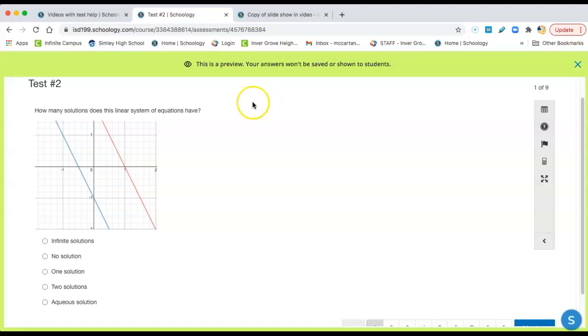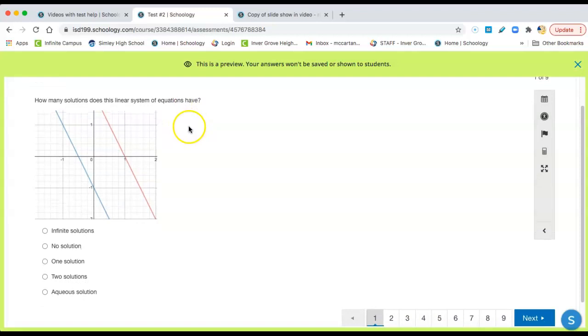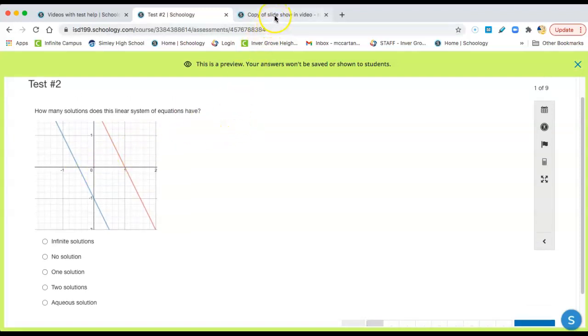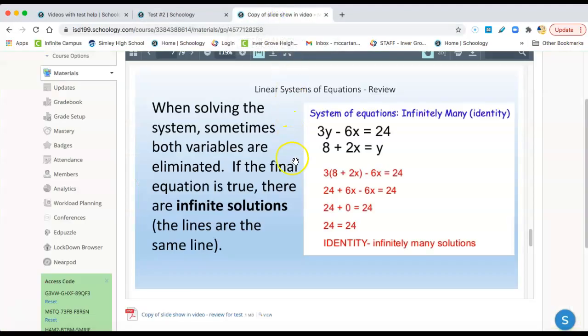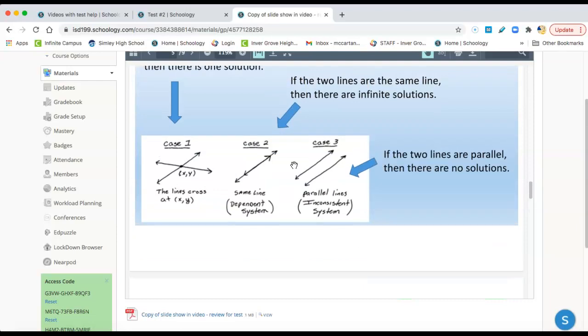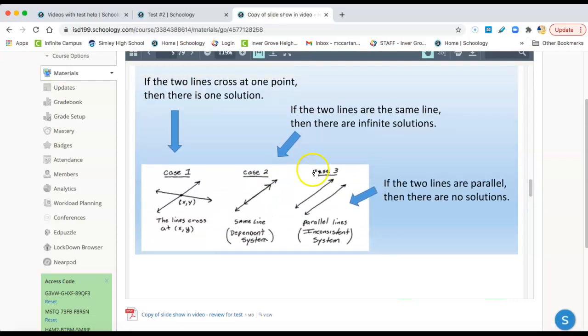All right, this is problem number 1. It just says, how many solutions does this have? It's 2 parallel lines. All right, let's go back to the slideshow. What does it say right here about parallel lines? If 2 lines are parallel, then there are no solutions. See, it says it right there. 2 parallel lines. Okay. So back to the test.